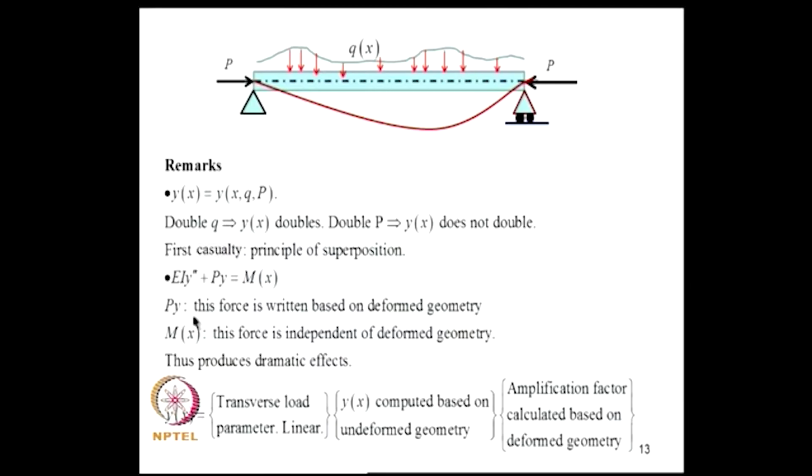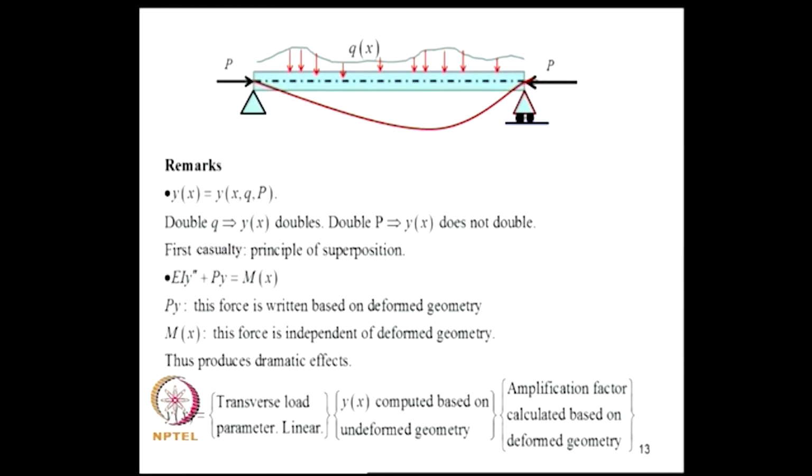Now the other thing that we should notice is when we write this equilibrium equation EI y double prime plus Py equal to m of x, when I am writing m of x, or when I am computing bending moment, drawing the bending moment diagram, I would not consider how the beam deforms. That means the bending moment is established with respect to the undeformed geometry of the structure. But when it comes to computing the contribution to bending moment by the axial load, we are considering the deformed configuration and we are writing P into y with respect to the deformed configuration. So there is a contradiction in the way we write these two terms, but this leads to dramatic effects as you will see.